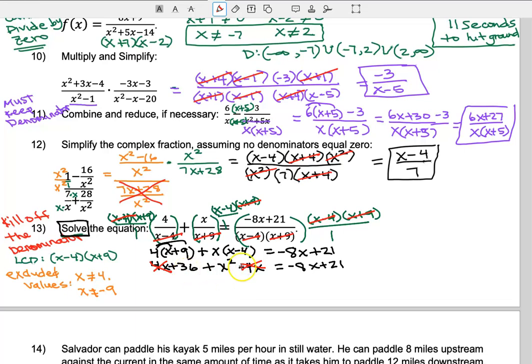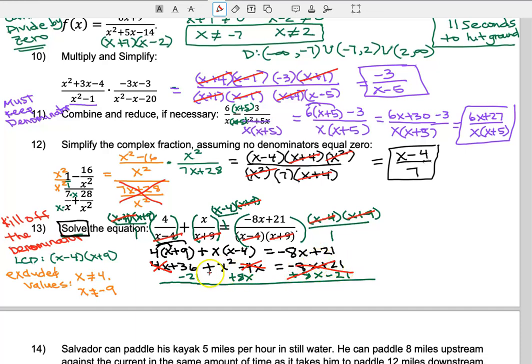So I'm going to get rid of those. And so now I have 36 plus x squared. All right, so now let's move over. Let's add our 8x over here, and let's subtract the 21 over. All right, and I'm going to choose to write this. It's going to be best if you write it in descending order.